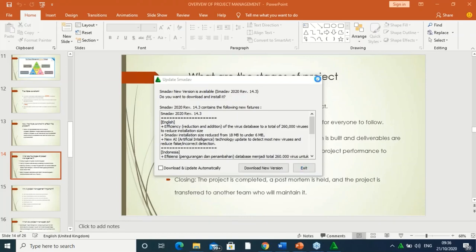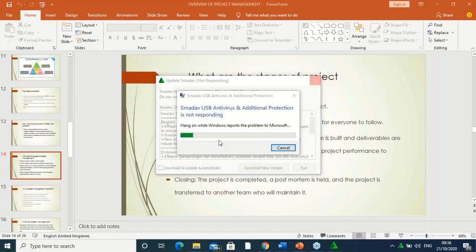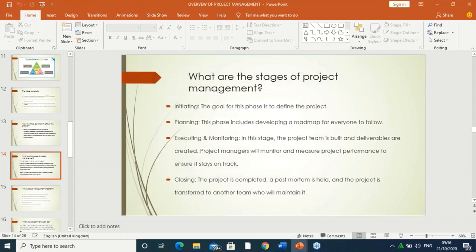That is what we can do as far as this class is concerned. So quickly, let's look at, continuing from where we stopped last week, the project management processes. What are the stages of project management? They are also referred to as the project management processes.